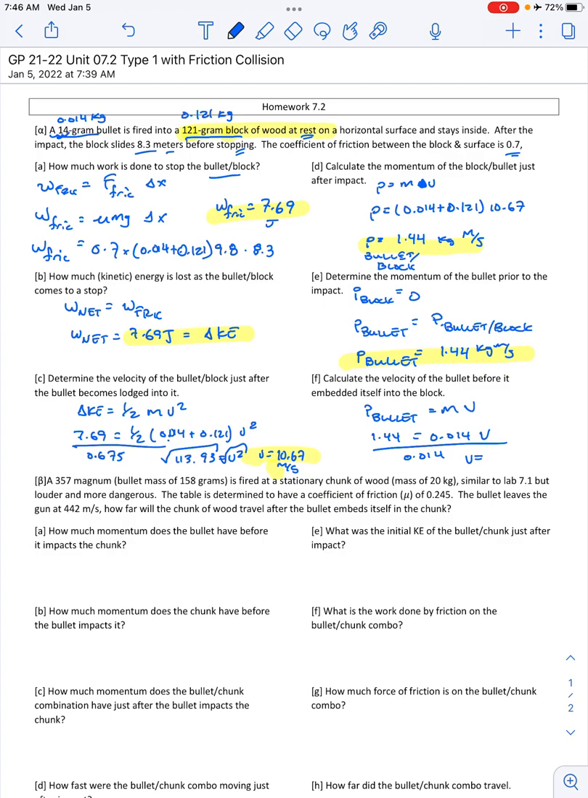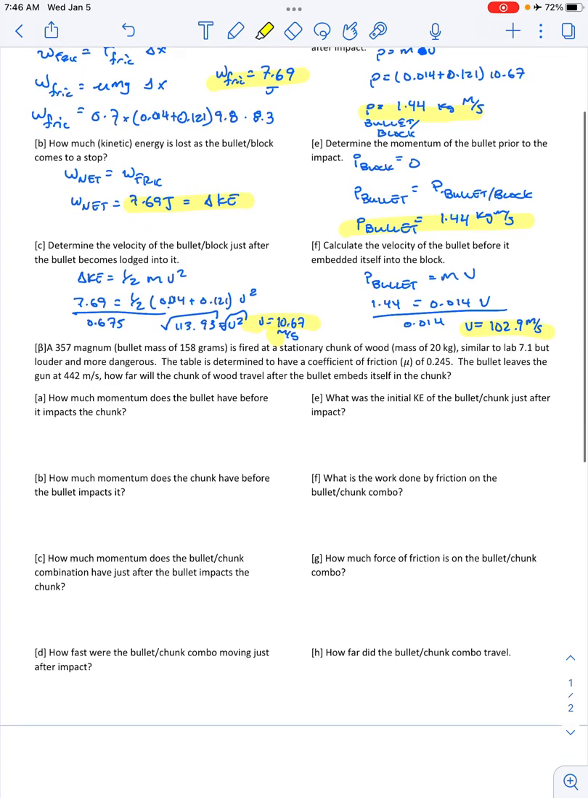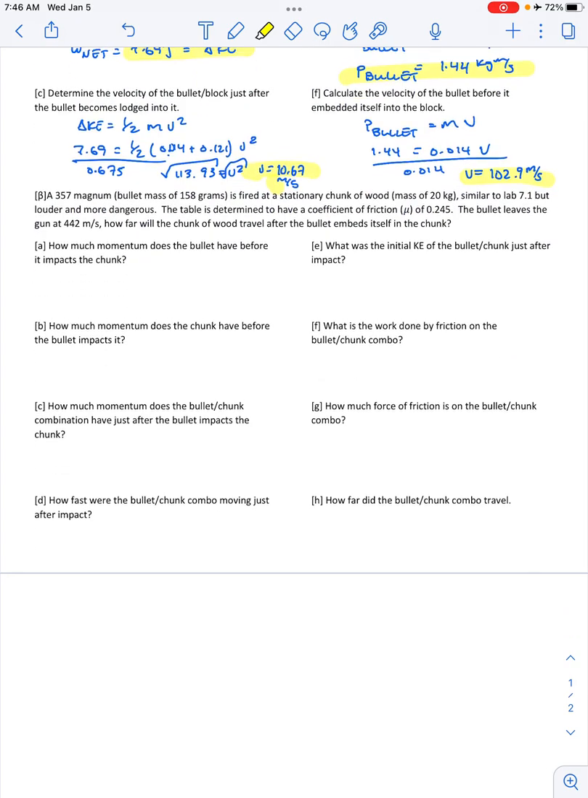Our v equals that answer divided by 0.014. We see it should be 102.9 meters per second. All right. Bottom part, 357 Magnum. Okay, so that's got that. So that'll be a mass of 0.158 kgs.